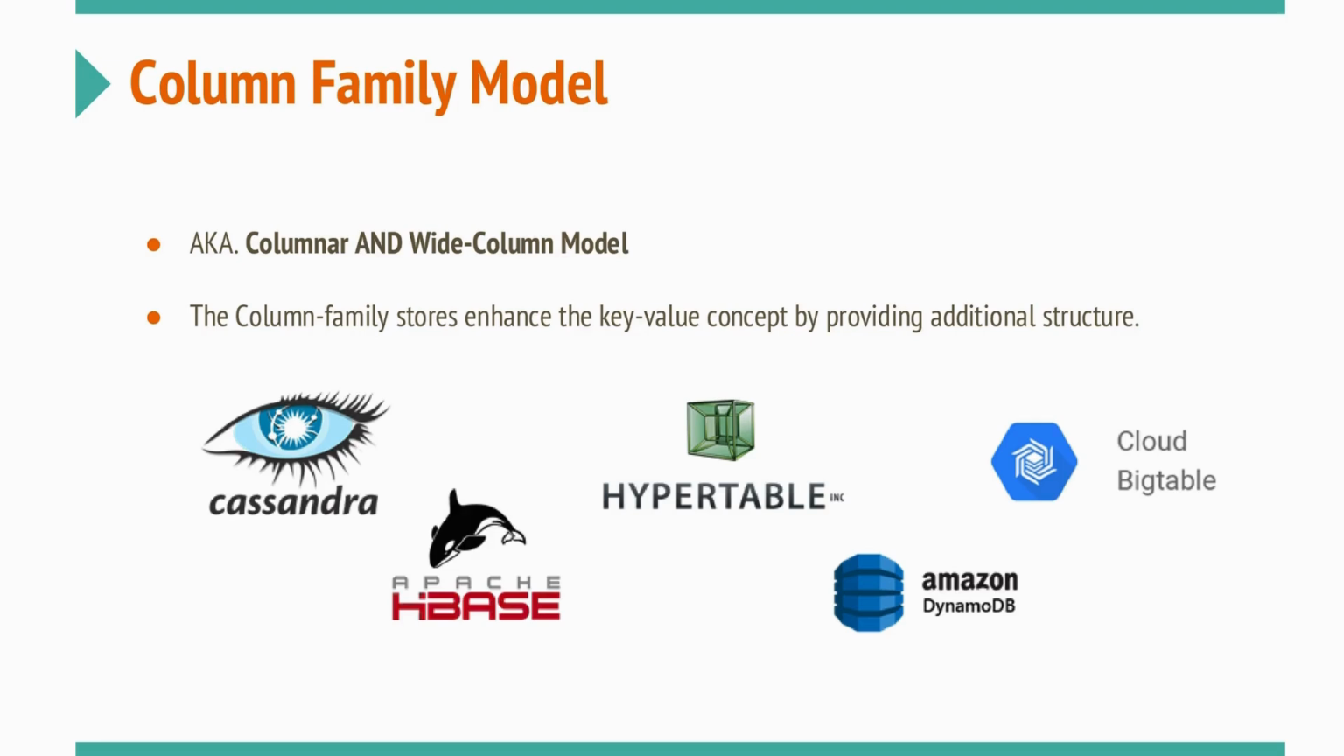Essentially, these databases are a step up from the simple key value stores we've discussed before. They take the basic idea of a key pointing to a value, but they add more structure to that value part. As you can see on the screen, some of the biggest names in the tech world use this model. We have Apache Cassandra, Apache HBase, Google's Cloud Bigtable, and Amazon's DynamoDB. When you see companies like these using a technology, you know it's designed to solve very large-scale problems.